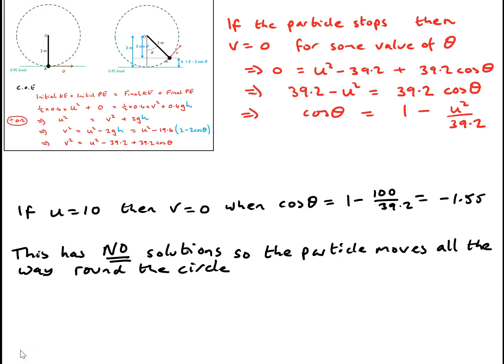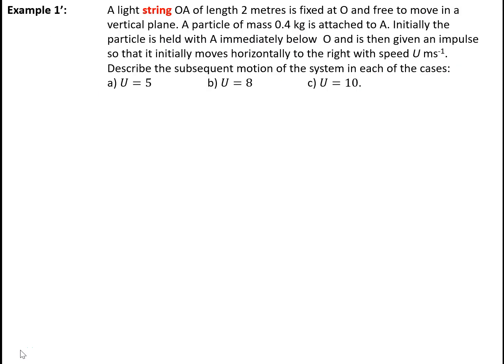Now we're going to make a small change to the example. We're going to replace the rod by a light string of the same length. Now the difference between a string and a rod is fairly obvious. A rod is rigid, it can't ever go slack and loose. A string, on the other hand, if the tension in the string becomes 0, the string will go slack and there's no force left in the string.